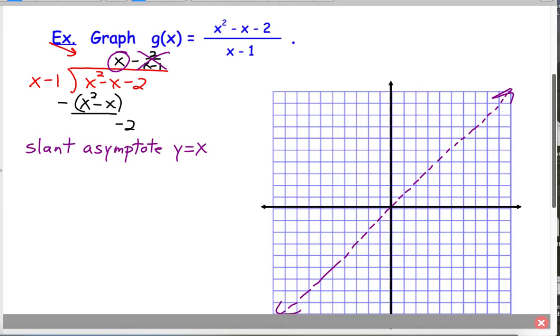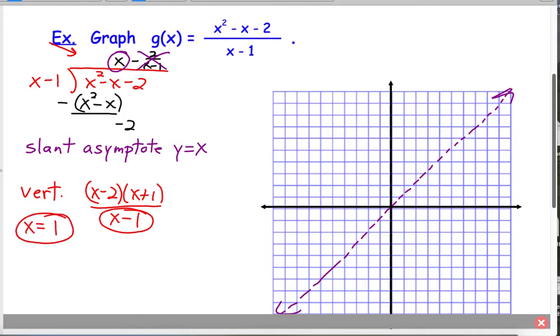Now if we check the other asymptotes, for the vertical, we factor the top, and that's x minus 2, x plus 1. No factors cancel, so there are no holes in the graph. And then we know that whatever makes the denominator 0 is a vertical asymptote. So if x equals 1, put a dot there. X equals 1 is a vertical asymptote. And for the horizontal asymptote, we already talked about going to infinity. So that's all we really need to know.